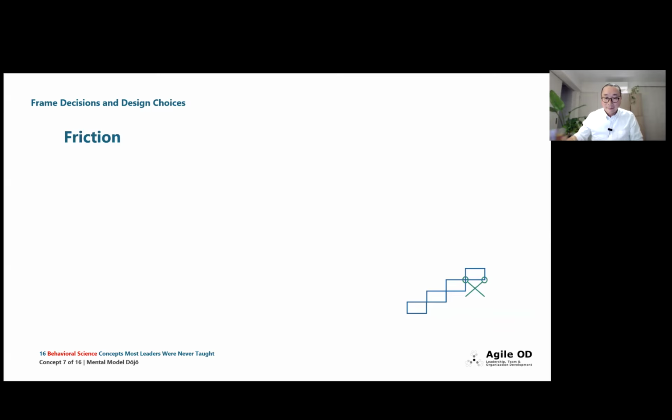Friction. Friction is the close cousin of defaults. Between them, they govern far more everyday behavior than motivation, persuasion, or accountability. Friction is relatively easy to address, but it often escapes the attention of leaders. And that's where the opportunity is. So let's take a look.